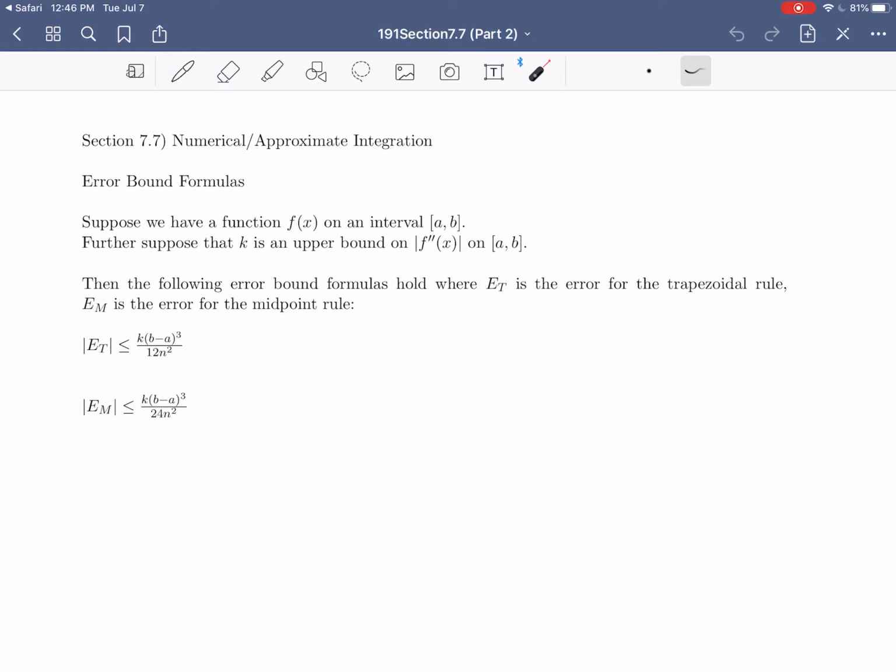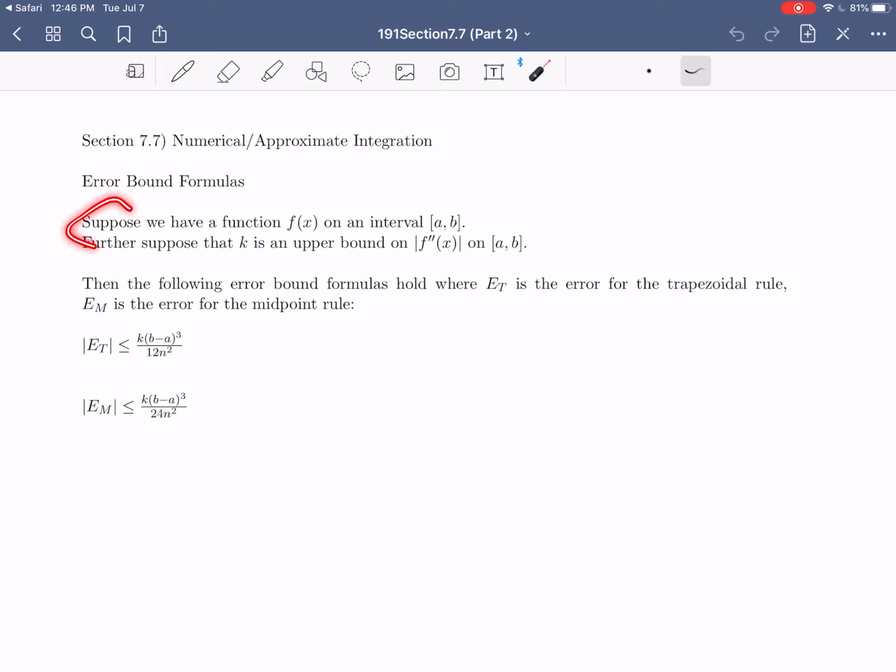And what we mean by error, of course, is the difference between what the real value of the integral is and our approximation. So in other words, these are going to be formulas that tell us how close our approximation is to what the real or true definite integral would be. So we're going to introduce these couple error-bound formulas and then look at a couple examples here.